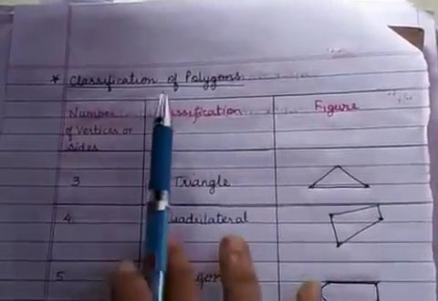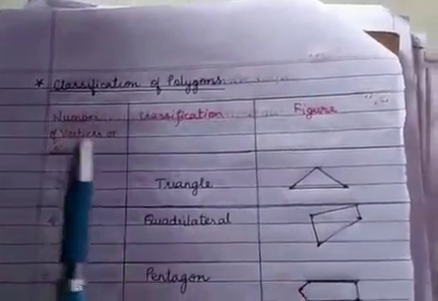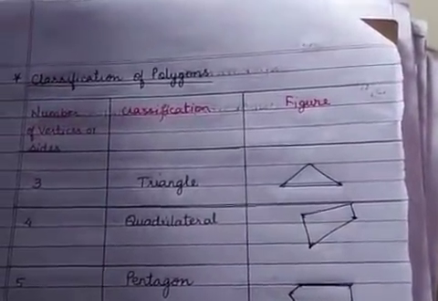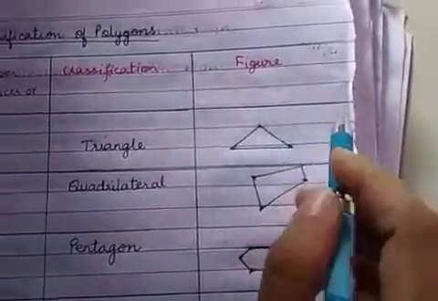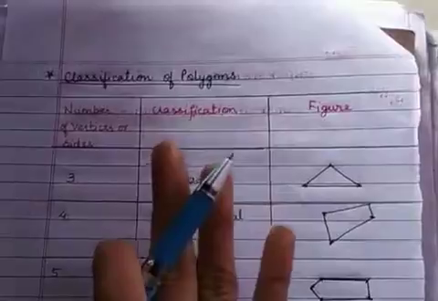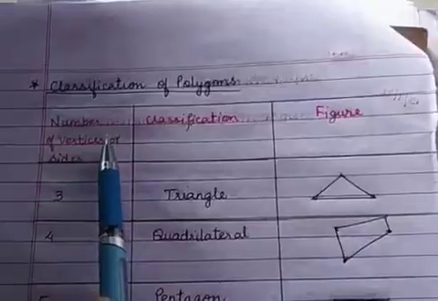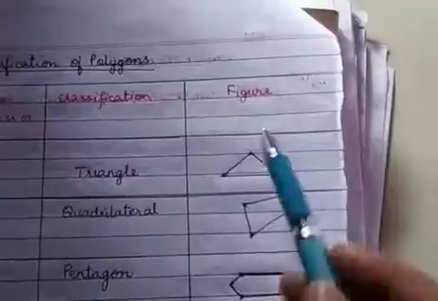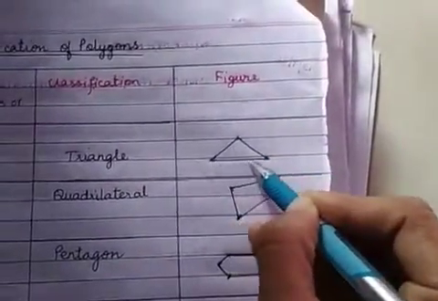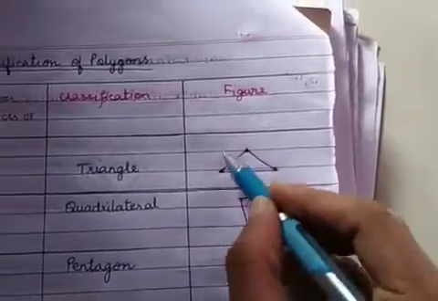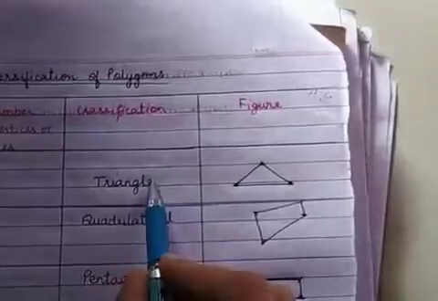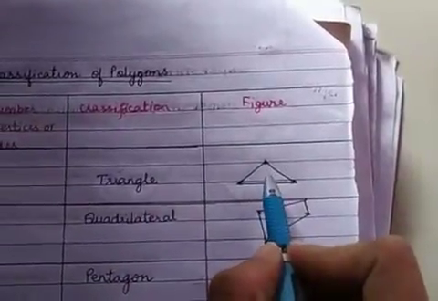Now you can classify polygons based on the number of sides the polygon has or the number of vertices. In other words, based on the vertices or the number of sides it has, you can classify polygons into different types. The first is, if the number of vertices or sides is 3, then the polygon is called a triangle. You can see here, this is a figure, it has 3 sides or 3 vertices. So this is a triangle. What is a triangle? It is a polygon with 3 sides.